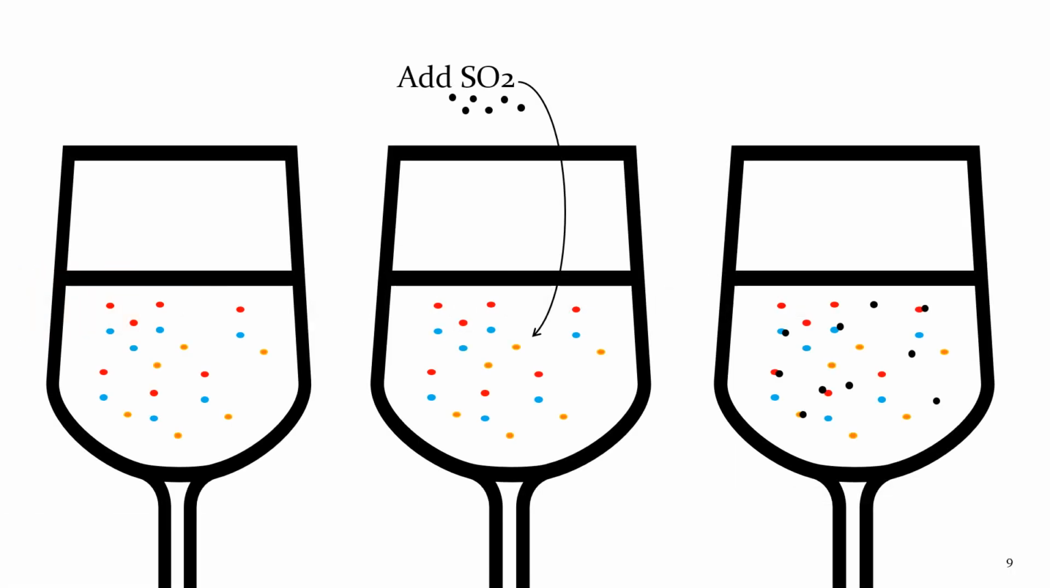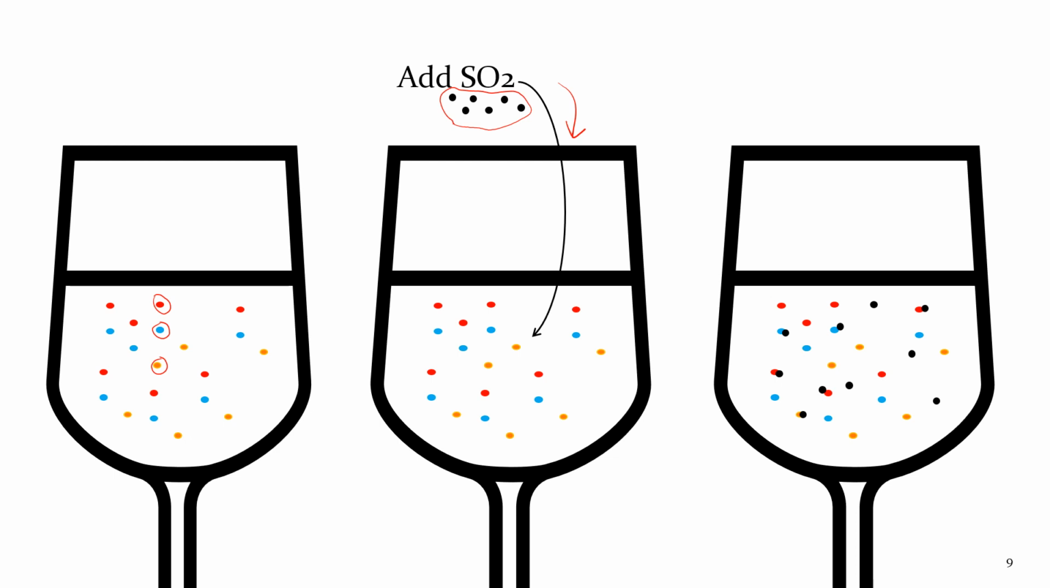Say on the left here, we start out with a wine. And this is a wine that has a whole bunch of molecules floating around in it. And they're represented by these small circles. So there's some molecules that are represented by red circles or blue circles or orange circles. Say we add SO2 then to that wine, and those SO2 molecules will be represented by these black circles. Well, some of that added SO2 is going to get bound up by the other molecules in the wine.